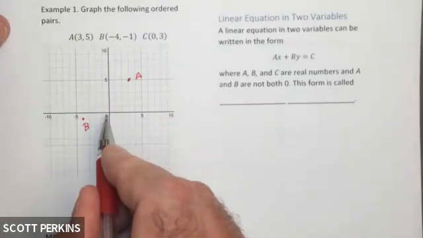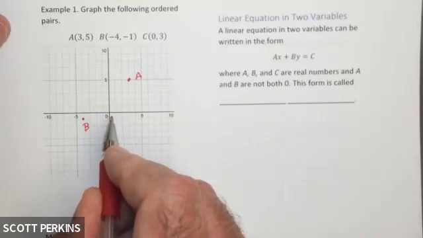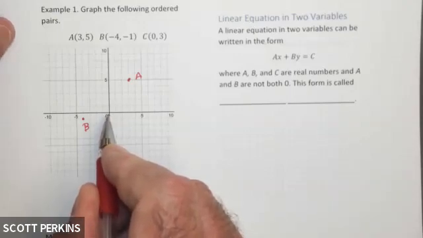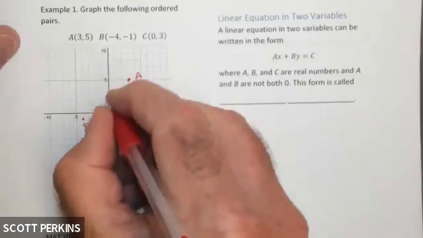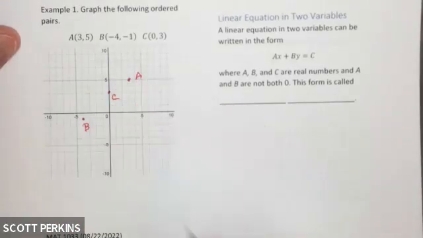So the 0 being in the x position, what does the 0 tell me to do? You don't go anywhere, right? You stay right there. And so then I follow the directions of the 3 and I just go up 3. And there is my third point C.